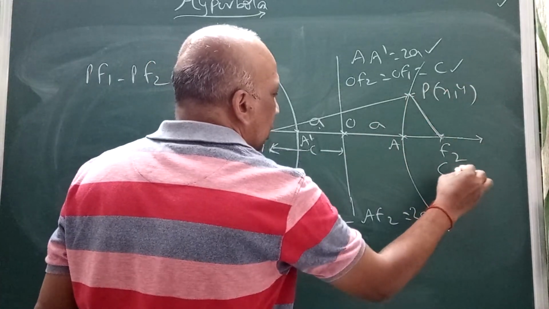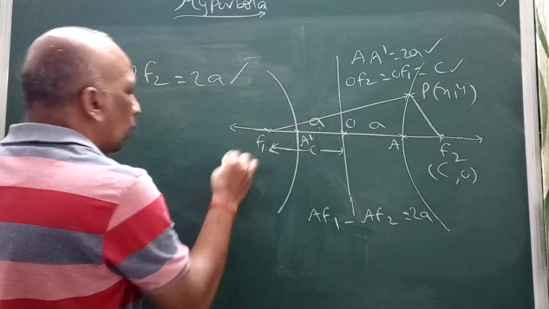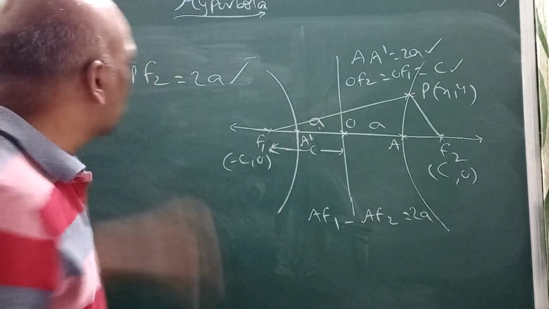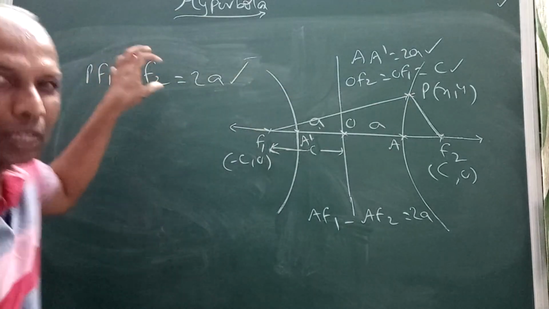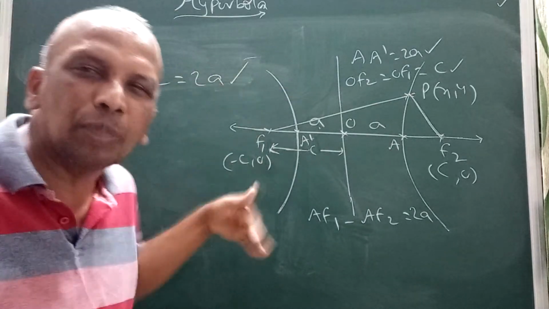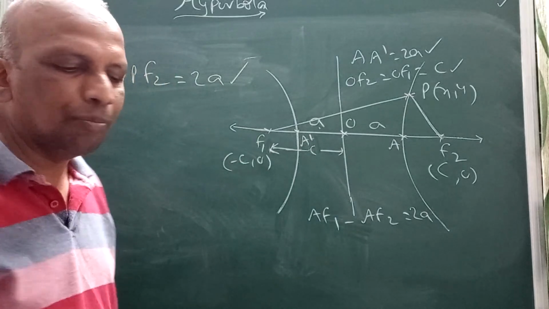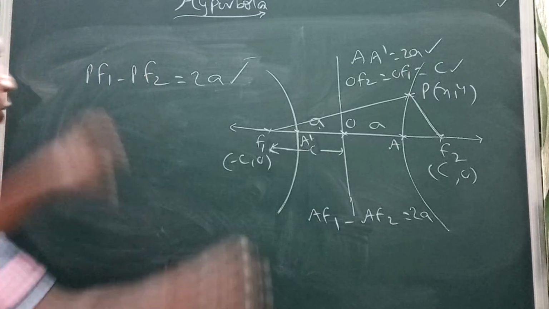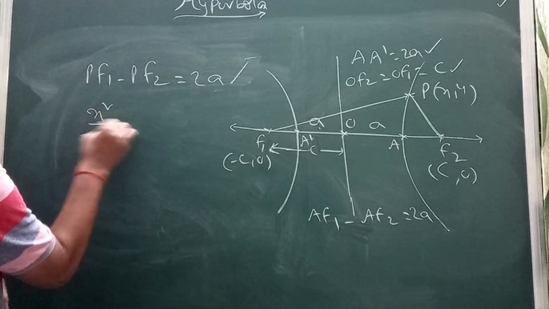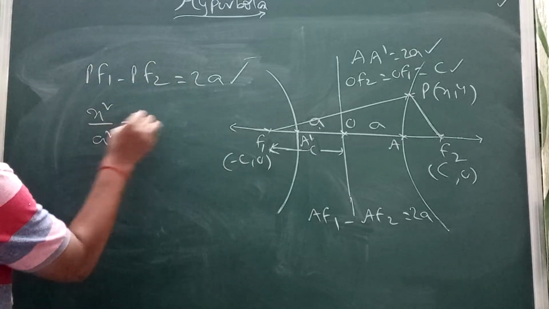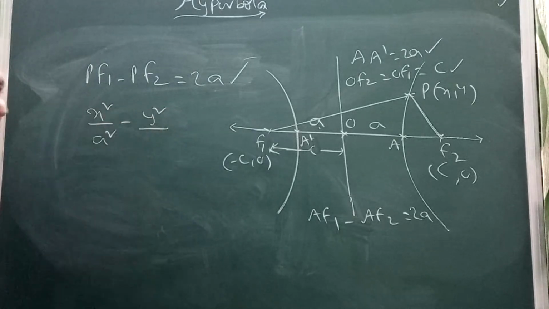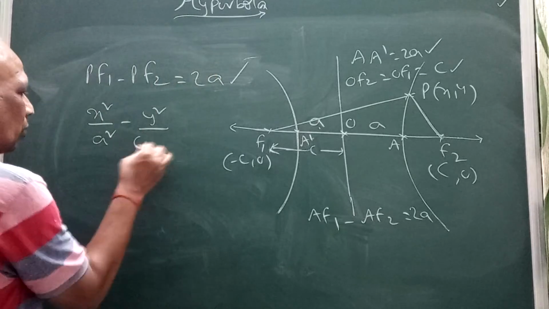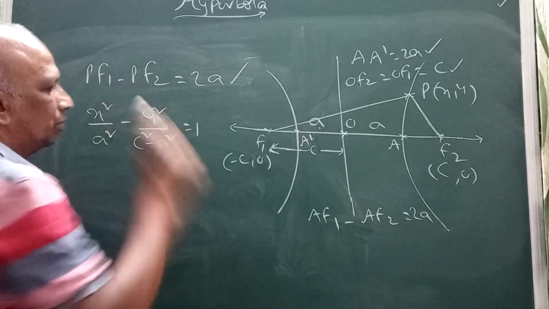We know F2 is (c, 0) and F1 is (-c, 0). Use these points and the distance between two points formula. You simplify, and you will get this equation. After further simplification, you will get x square by a square minus y square by c square minus a square is equal to 1.